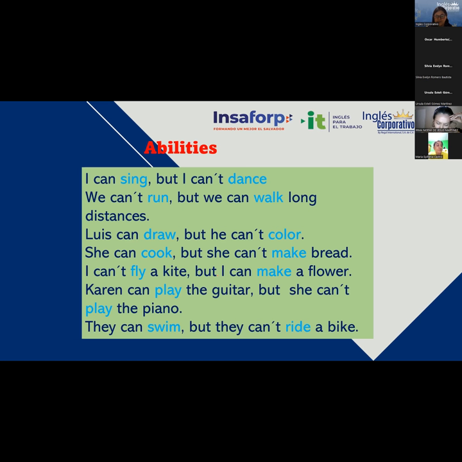Okay, so you say we can't. Do you have the ability? Do you have the ability of running? Yes. Can you run? Can you run fast? Yes or no? Yes. I cannot run. Can you dance? No. Yes. Can you walk long distances? Yes.